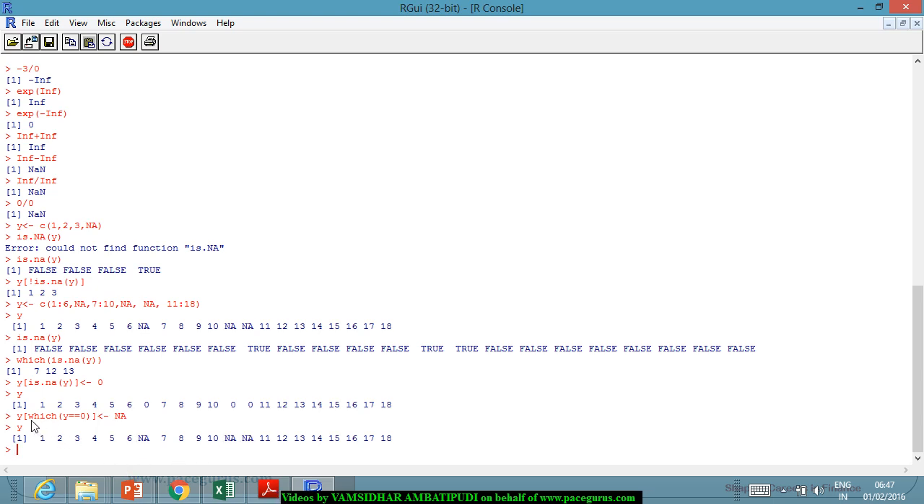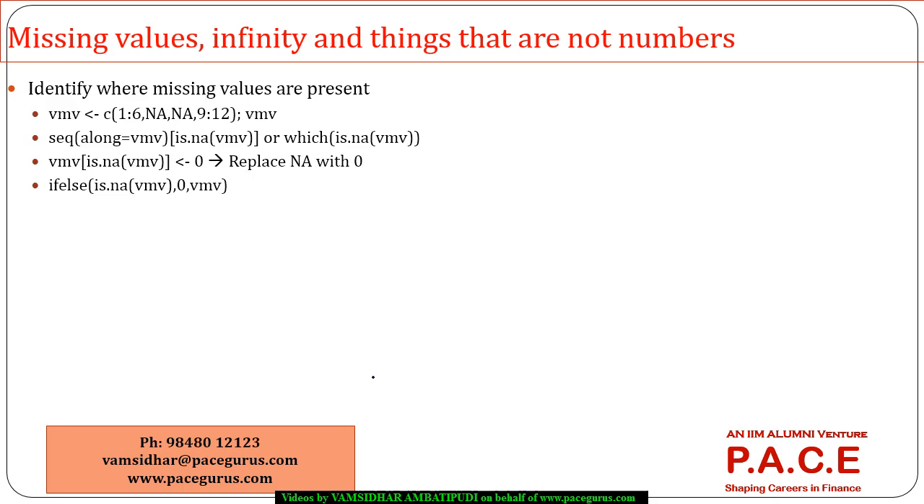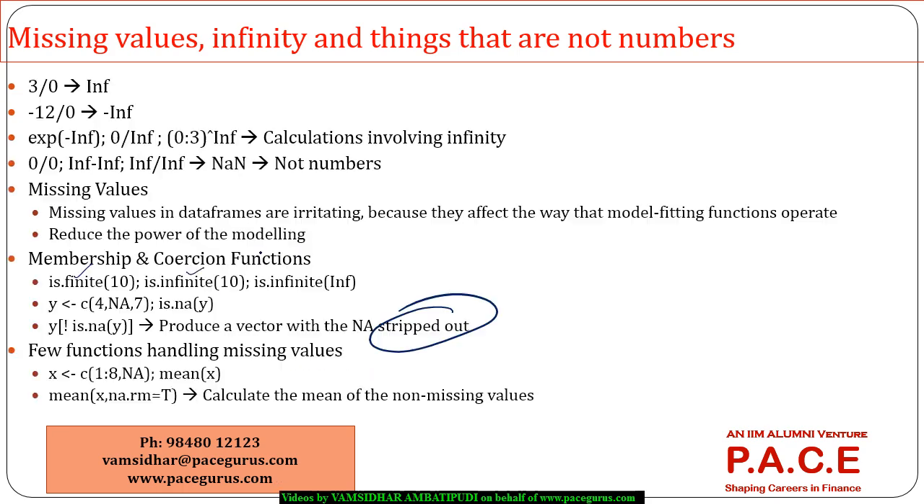So we can use which to get the location, and y within the square brackets means that we are taking that subset of that particular location. So this is one way. And probably here the biggest problem is, we can also use, okay, I'll come back to that.